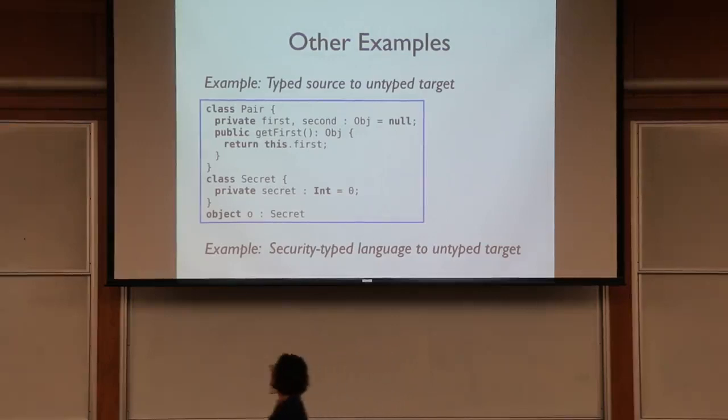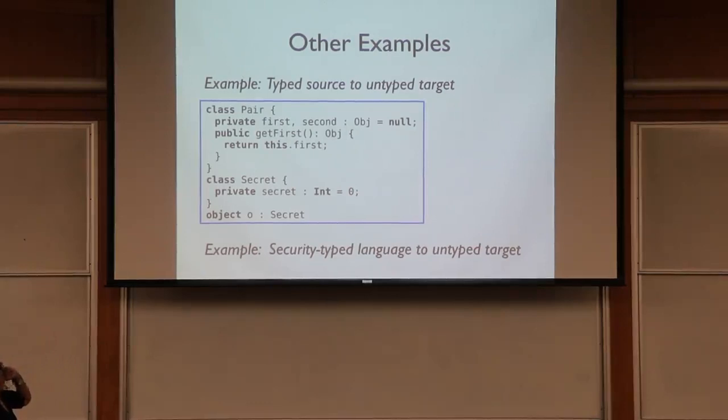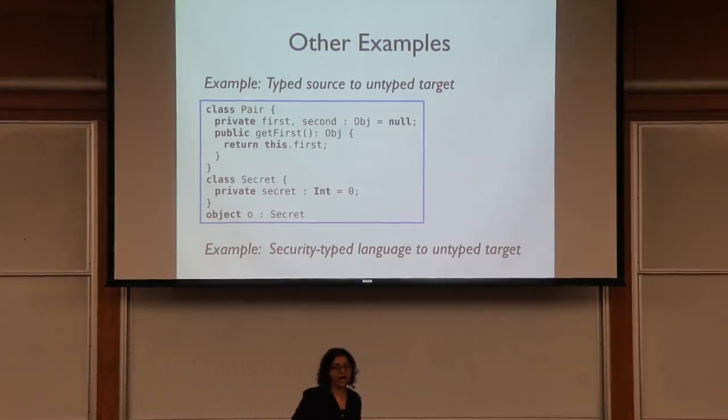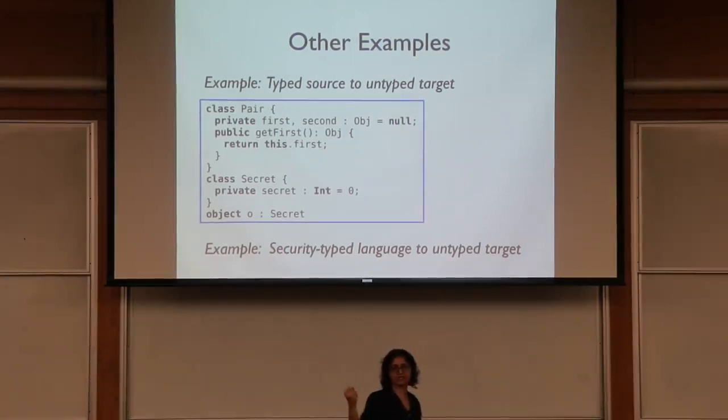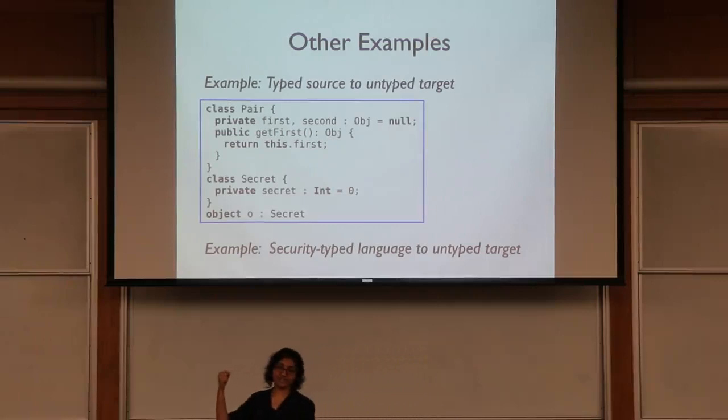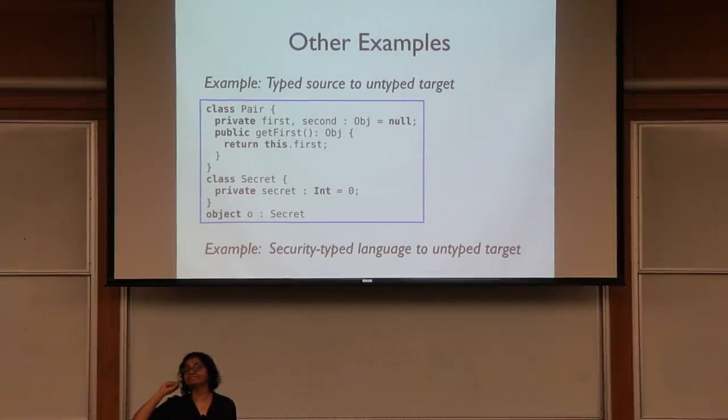So here I have a class pair which has private fields first and second, and then there's a get first method. And at the bottom there's a class secret which has a secret. If we compile this down to a language like assembly, let's say, or to C, we could take an object of class secret, and simply pass it to the get first method. And what will we get out? The secret value, right? It's just such a simple thing.